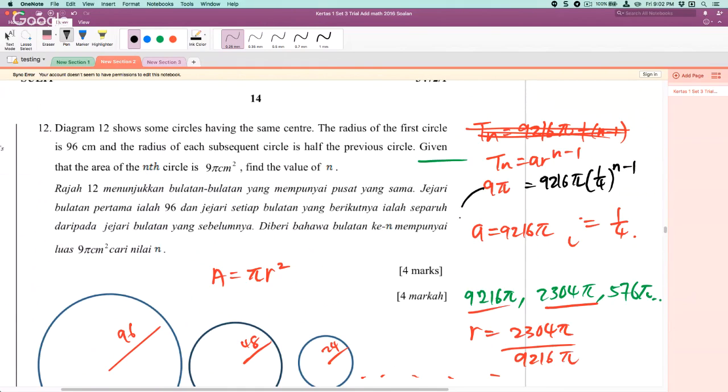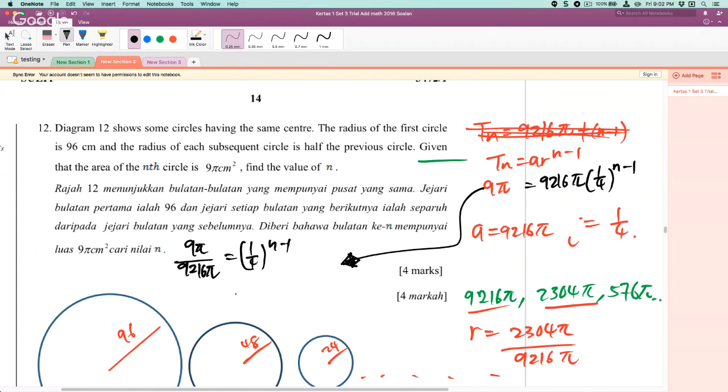So I try to solve the equation here. I will move the 9216 pi to the other side. You get 9 pi divided by 9216 pi equals 1 over 4 to the power n minus 1. All right, so I will do 9 divided by 9216.